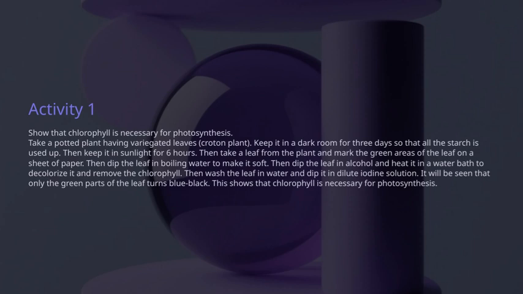Next, we take a leaf from the plant and mark the green areas on a sheet of paper. To prepare the leaf for testing, we dip it in boiling water to make it soft. Then, we dip it in alcohol and heat it in a water bath to remove the chlorophyll and decolorize the leaf. After washing the leaf in water, we dip it in a dilute iodine solution. What we observe is that only the green parts of the leaf turn blue-black.